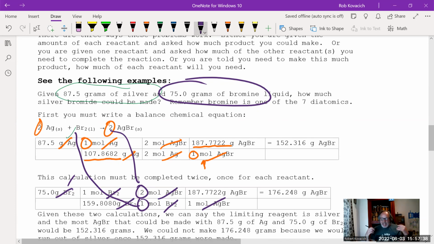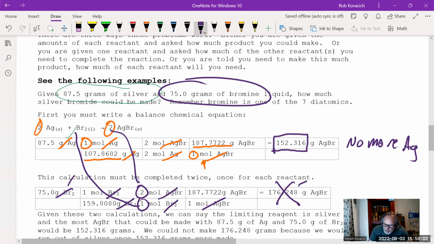So my question is, can I make 176 grams of this? And the answer is, I cannot. Nope. I can only make 152.316. The moment I've made 152.316, I have no more silver. All of the silver is gone, so I can't make silver bromide if I don't have any silver.